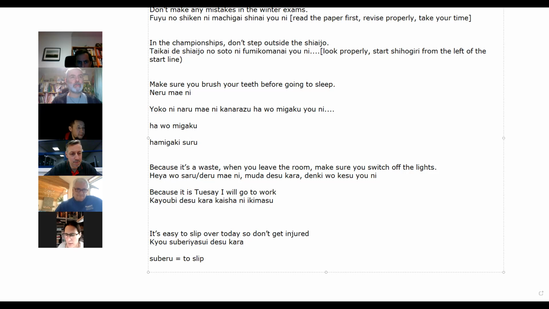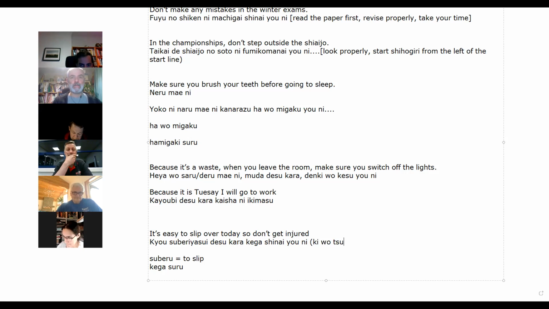Injured, it was ita. So to become injured is kega suru. Kega shinai yoni. Good. Yeah, kega shinai yoni. Again, there could be some unspoken precautions here, like kiyotsukete kudasai, maybe put chains on your shoes, etc.